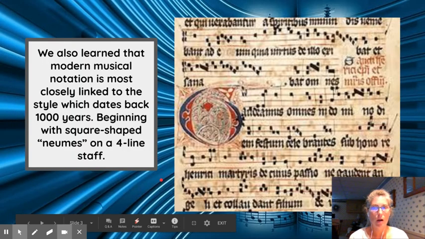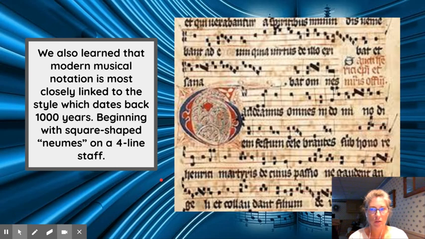We also learned that modern musical notation is most closely linked to the style which dates back 1,000 years, beginning with square-shaped neumes on a four-line staff. In class, we looked at these little square notes. We also looked at how sometimes they're closely linked together and sometimes they're far apart. We also noticed that there was a four-line staff and there were words written under the neumes in Latin.